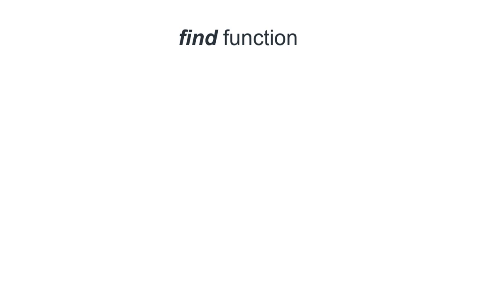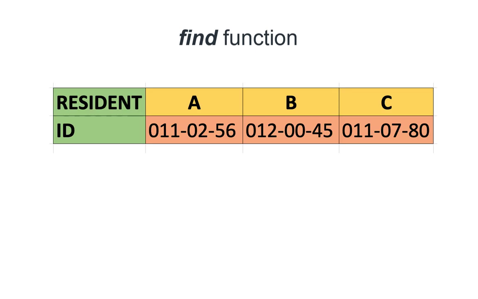Next, we'll move on to the find function, for which we consider a common application such as finding the number of residents in an area using their identification numbers. Let's consider three members A, B and C, two residing in area with code 011 and one at a different area 012. Let's look out for only those members who are located at area 011, which is A and C.